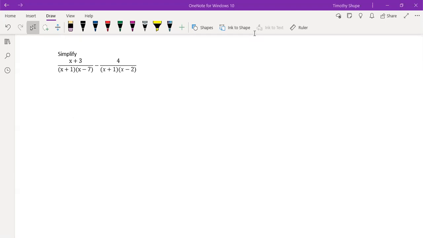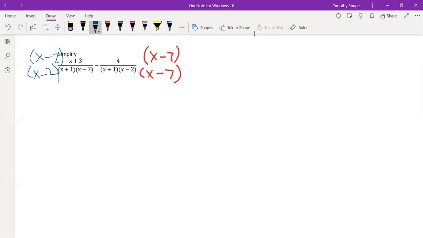So in order to do that, this first fraction is missing that x minus 2. I need to multiply by that factor so that I have all three of those factors. And what I do to the denominator, I need to make sure I do to the numerator. The second fraction is missing the x minus 7. So I'm going to multiply both the denominator and the numerator by that x minus 7. Once I've shown that that's what I'm going to do, I'm actually going to do that multiplication.